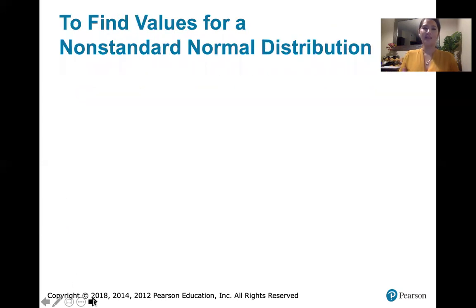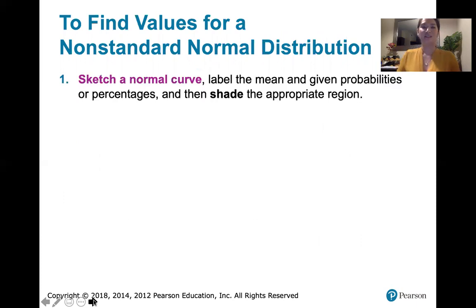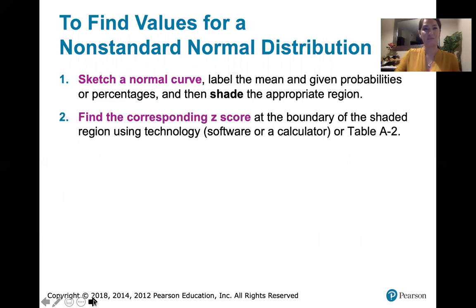Okay. So now let me tell you the procedure for finding values from non-standard normal distributions. It's actually very similar to finding values from standard normal distributions. You just have an extra step. So the first thing I do in 6.1 or 6.2 is always sketch that normal curve and then label anything that's given to me. So if they give me some probabilities or percentages, I'm going to label those as areas under my curve, and then I'm going to shade the appropriate region. And then once I do that, I want to find the corresponding Z-score at that boundary of the shaded region, either using technology or table A2.